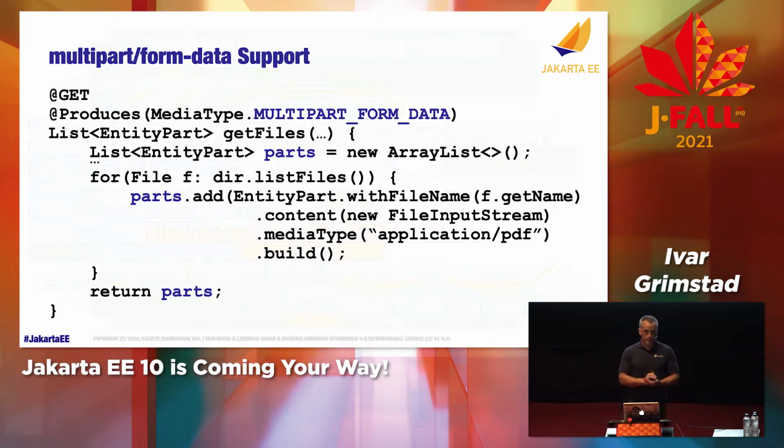They're also introducing multipart form data support. So from the REST endpoint, you can use the produces multipart form data, and then return the parts as a list of entity parts. And these entity parts could have different media types or different whatever. It's pretty flexible. And this is a feature that has been around a fairly long time in the various implementations, but here is a fully portable way of doing it, so you can move it from Jersey to RESTEasy, for example.